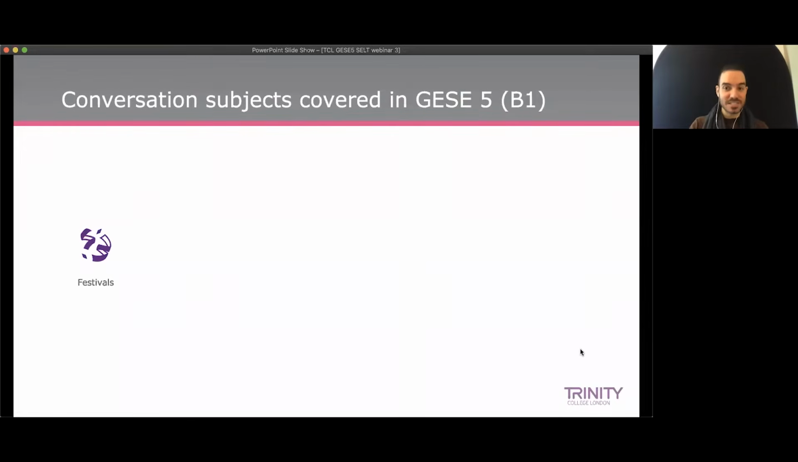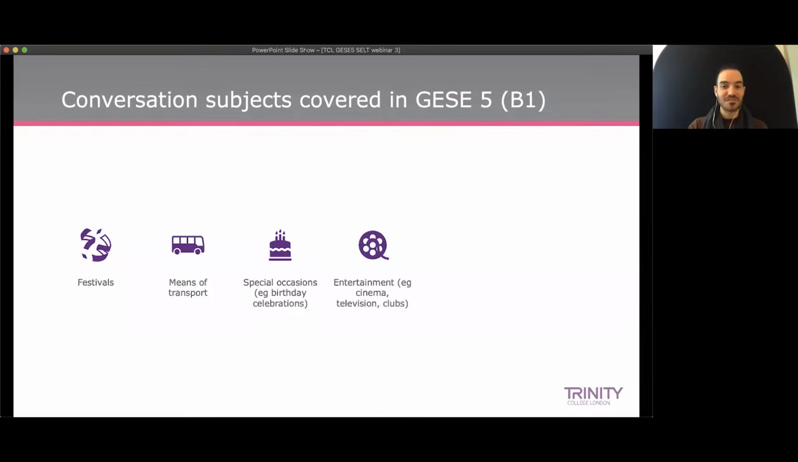So festivals, yes. Means of transport. Special occasions like birthday celebrations. Entertainment like cinema, television, or clubs. Music. And recent personal experiences. These are the areas, these are the possible subjects that we have on GESE 5.